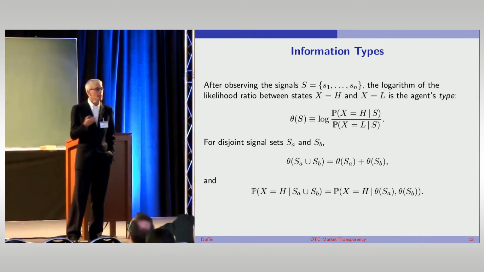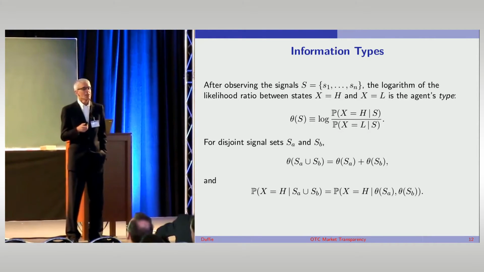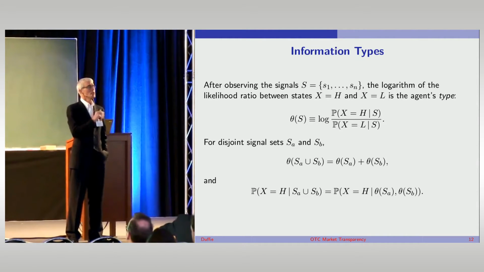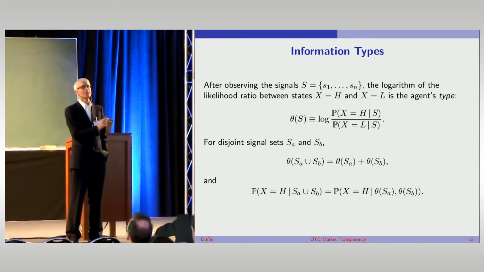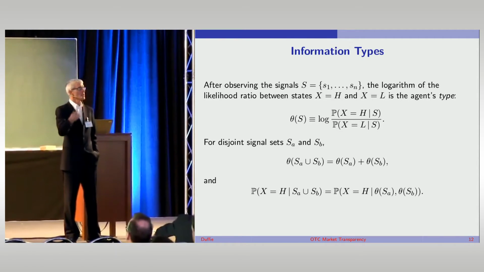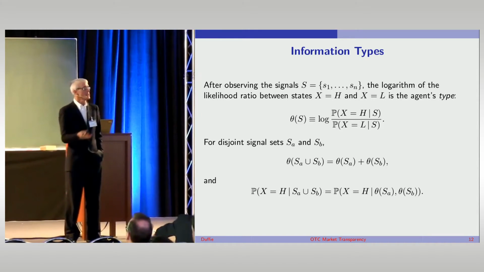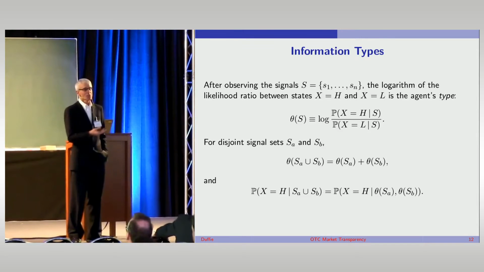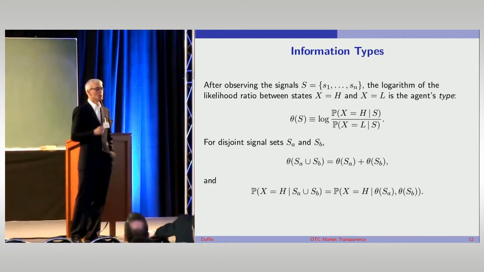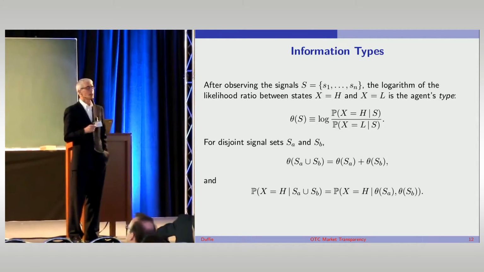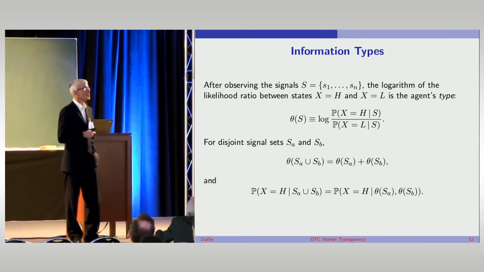It turns out that converting to types is a nice change of variables, because if I give you another package of signals that you might learn by trading, then the type that you will come away with, having learned the new signals, is just the sum of the type that you entered the trade with and the type of the new signals that you learned by trading. Let me repeat that. If you started with a type of 10 because you're an optimist, and you met someone with a type of minus 15 because she was a pessimist, you will both come away with the type minus 5, being moderately pessimistic.